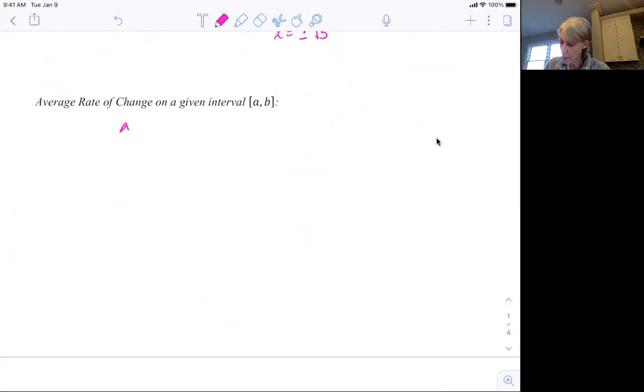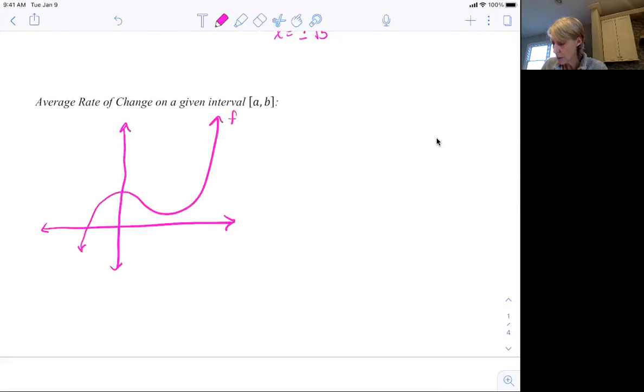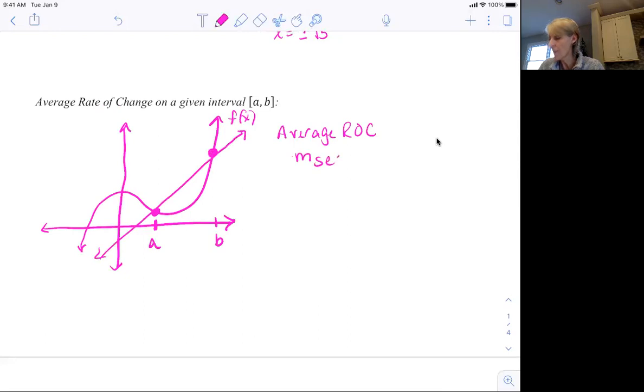So if we recall from earlier in the year, if I have some given function, f of x, and I want to find the average rate of change on that given interval from A to B, the average rate of change is really the slope of that secant line.